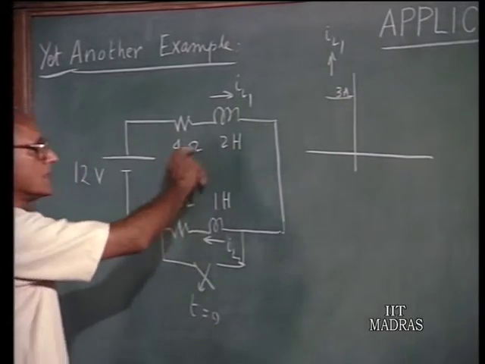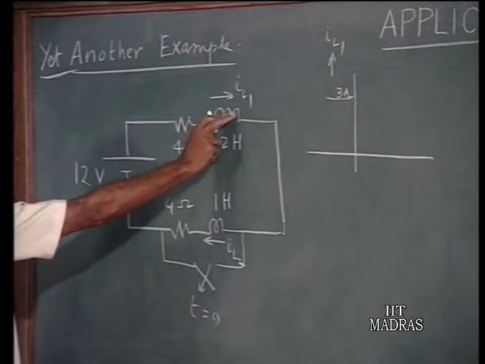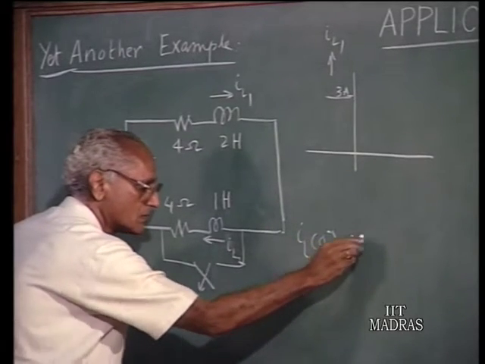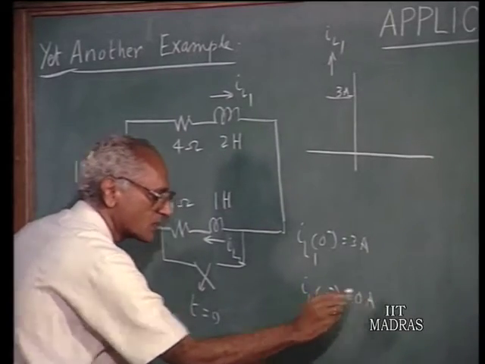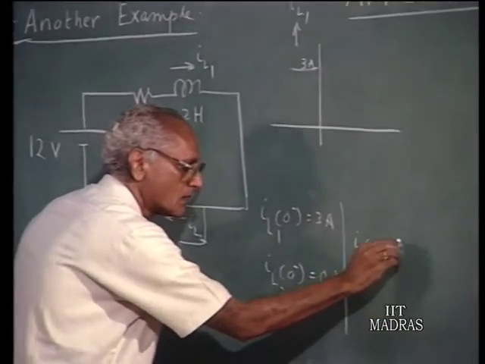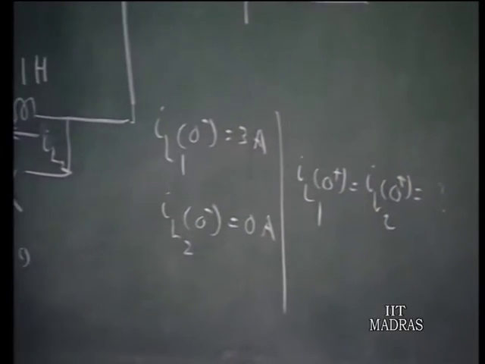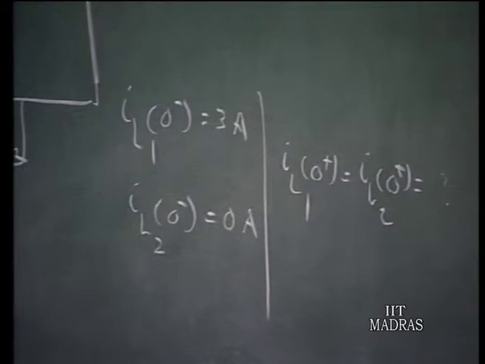You recall that the current was originally 3 amperes in IL1 when the switch was closed. IL1 at 0 minus is 3 amperes, and IL2 at 0 minus was 0 amperes. But once the switch is opened, IL1 at 0 plus and IL2 at 0 plus are going to be the same, and we would like to know what this value is. We could use the constant flux linkage theorem or some similar effect to find the new current in the inductors. Let us use Laplace transform techniques here.